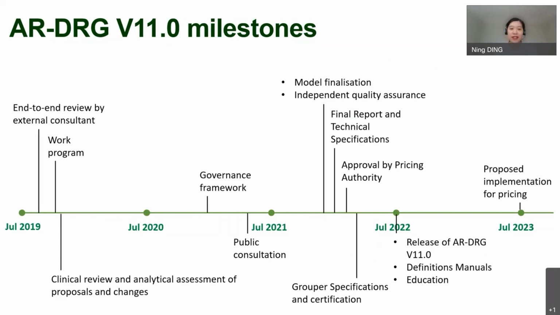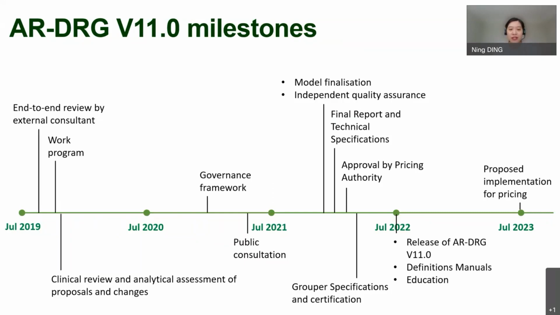In September 2019, IHPA drafted the work program of AR-DRG version 11, which outlines the development priorities for this new version. The priorities were predominantly informed by areas identified through public and stakeholder submissions. The review on the development priorities started in late 2019. Each change proposal undergoes analytical assessment and clinical review, followed by stakeholder and public consultation before finalization.